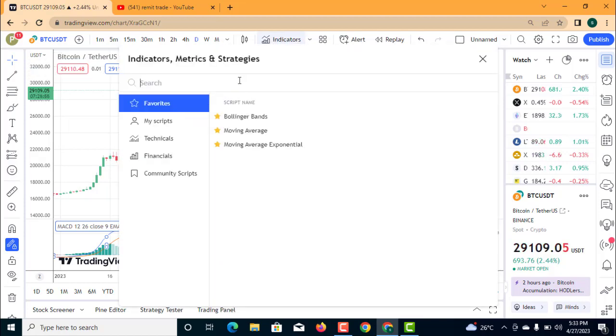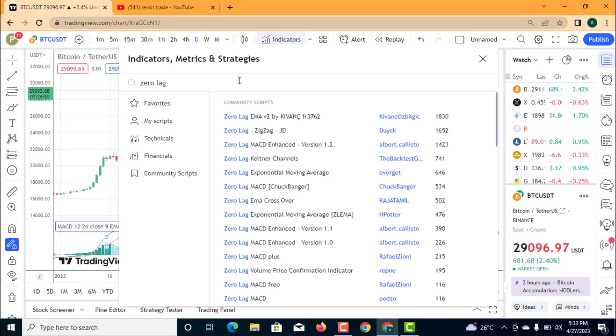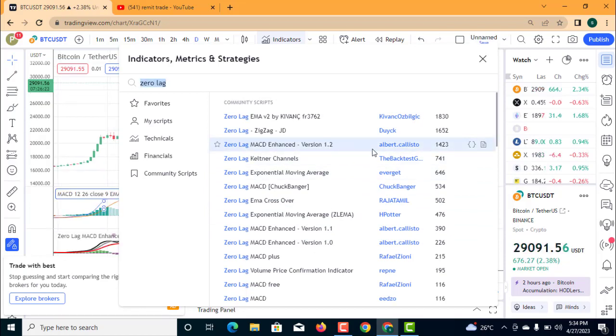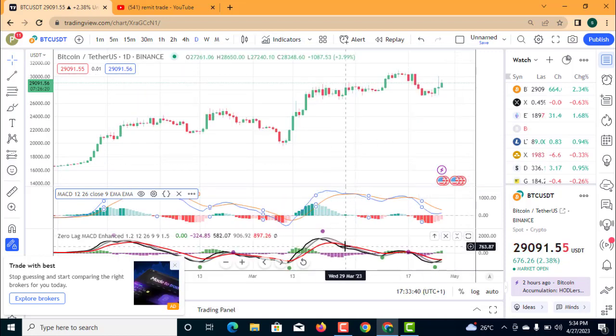Then you come back to indicators again and you search for zero lag MACD. When you search for zero lag MACD, it will bring out these options. Now one thing you have to understand is that we are only interested in zero lag MACD enhanced version 1.2 by Albert Callisto. If you come back down, you see the version 1.1 and you also have version 1.0. We are not interested in these two versions because this is the latest version. So if you click on this version 1.2 by Albert Callisto, it will add this very MACD to your chart.